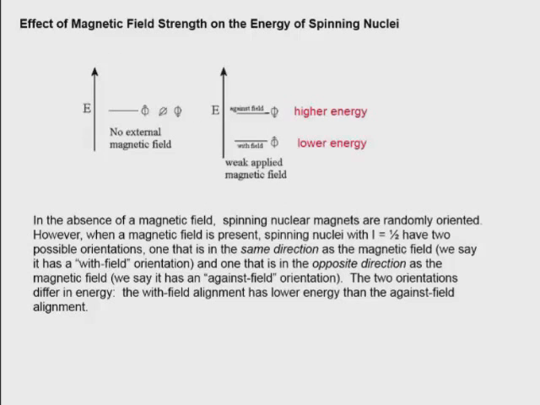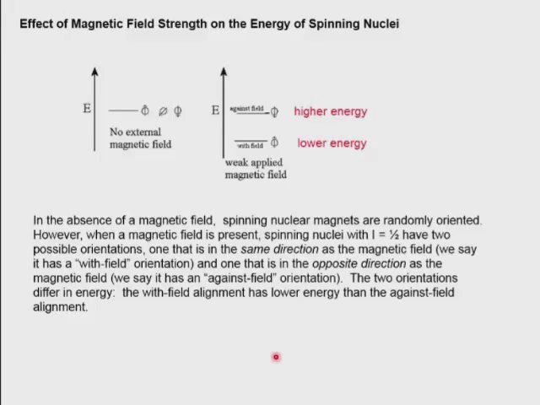Let's suppose that we have a set of spinning nuclei. All the nuclei have an I value of 1/2. Now, in the absence of any magnetic field, the spinning nuclear magnets are randomly oriented. However, suppose we place our set of spinning nuclei in a magnetic field. The spinning nuclei will arrange themselves in two orientations, one in the same direction as the magnetic field. Here we say the nuclei have a with-field orientation, and the other in the direction that is opposite to the magnetic field. These nuclei are said to have an against-field alignment.